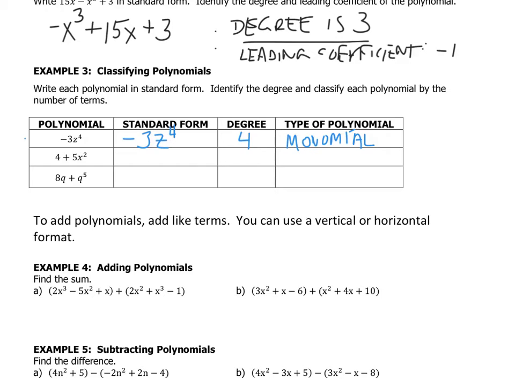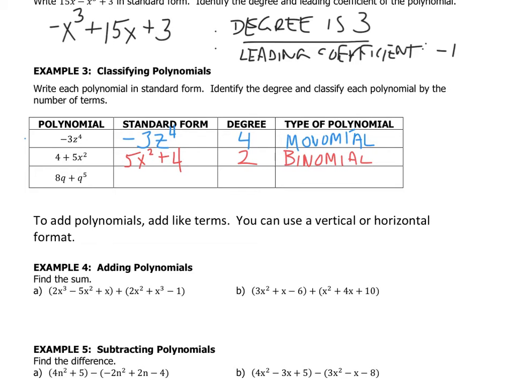So next we're going to talk about 4 plus 5x squared. In standard form, we would need to rewrite this a little bit, 5x squared plus 4, because when I look at the degrees of those terms, the 4 is a 0 degree, and the 5x squared is a 2 degree. So the 2 degree would come first. The degree of the polynomial in general, I'm just going to take the highest degree of one of the terms, so the 2. And the type is 2 terms, which tells me that this is a binomial.